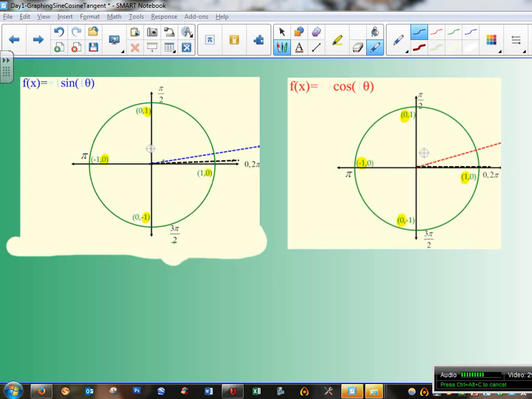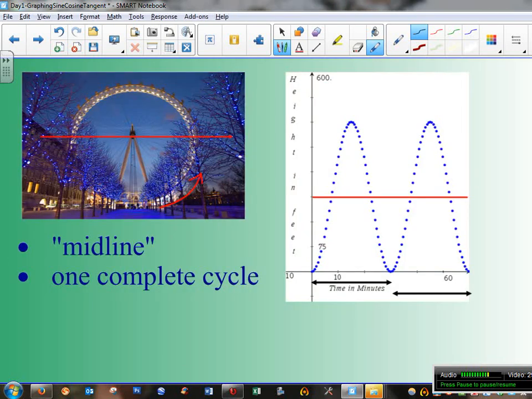Now let's see what we're going to do. We're actually going to take these circles and we're going to stretch them out horizontally. But perhaps I can best explain that to you by thinking about a Ferris wheel. This is the London Eye. And let's consider the fact that we can't get on the Ferris wheel halfway up, but we're going to call that the midline of the Ferris wheel. It's also going to be the midline of our graph.